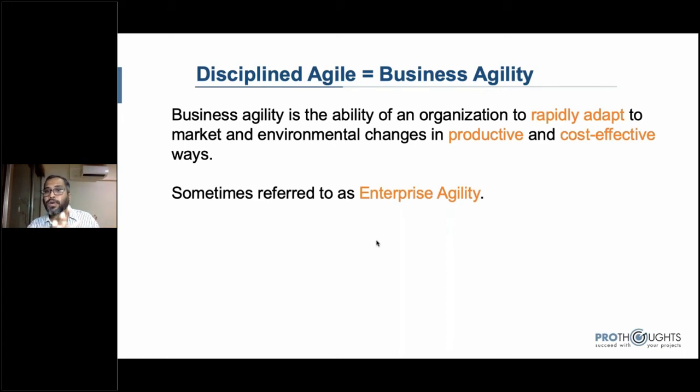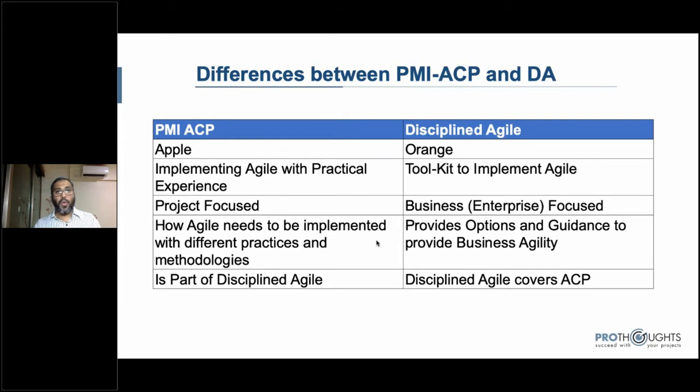But that's what DA actually focuses on, the entire enterprise, and it has options and solutions not only for the project team but for the entire enterprise. So let me summarize very quickly. What is the difference? That was my topic. Having understood what PMI ACP and disciplined agile are, what is the difference? Apple is not the Apple company and Orange is not the Orange company. You're basically comparing apples with oranges. Both are meant to do something different.